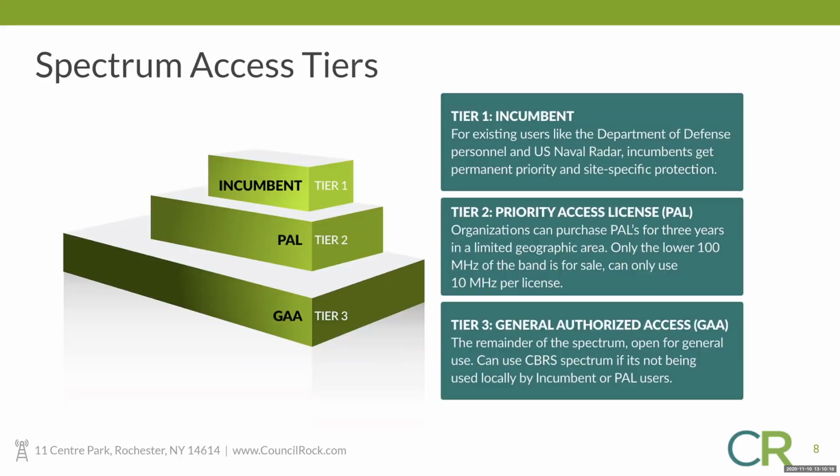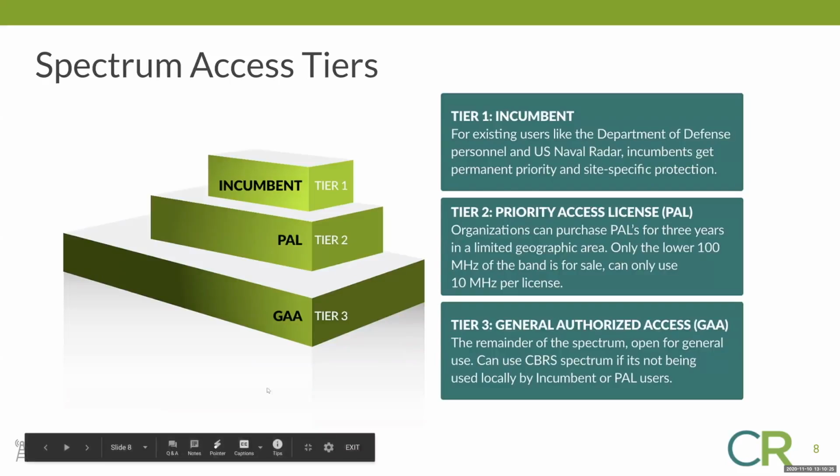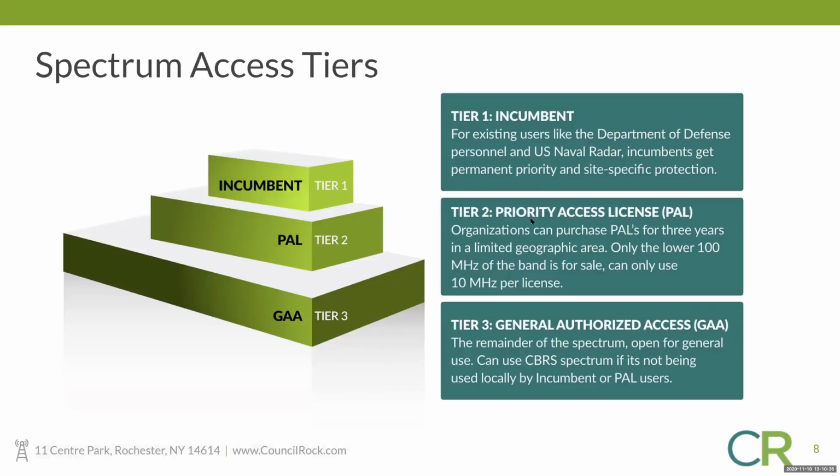license, also known as Part 90. Some of those users still have grandfather protection, and they are referred to as incumbent as well. So that's Tier 1. Tier 2 is licenses that are given in this spectrum.